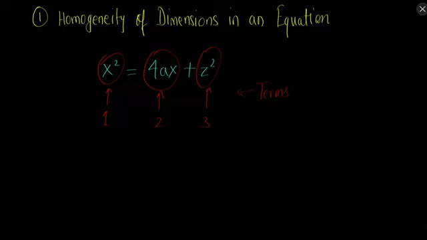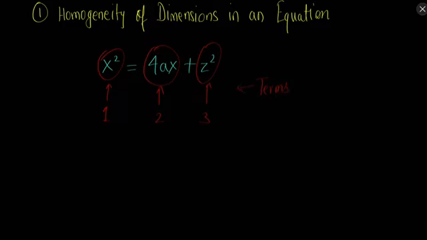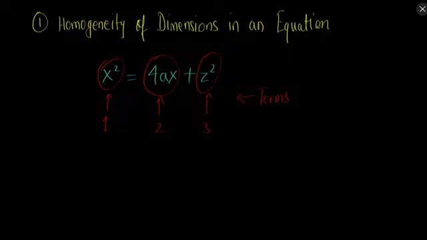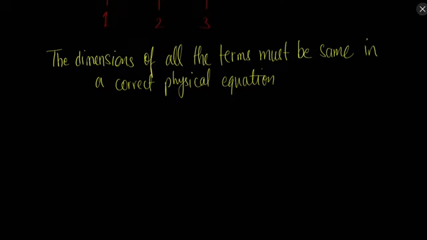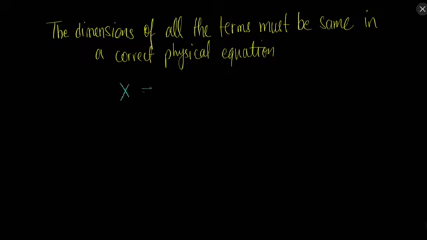So what does this first thing tell us about the use of dimensional analysis? It is about the homogeneity of dimensions. If we have an equation, then that physical equation is only correct if the dimensions of all the terms are the same. So all the terms must have the same dimension. For example, let's say x is equal to ut plus half at square. You might have heard about this equation in class 9.